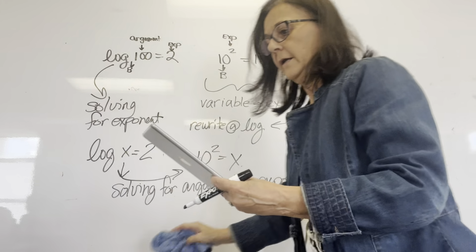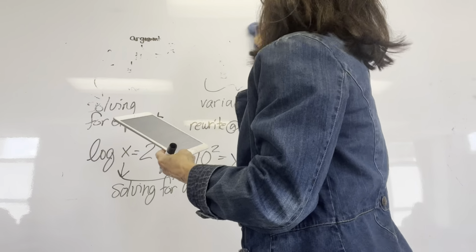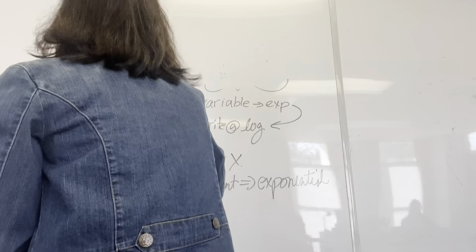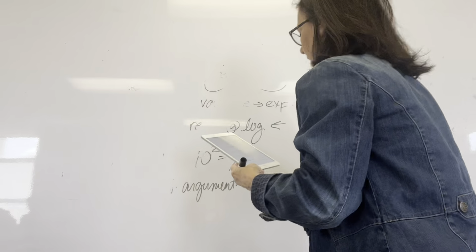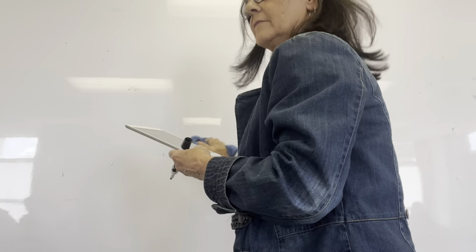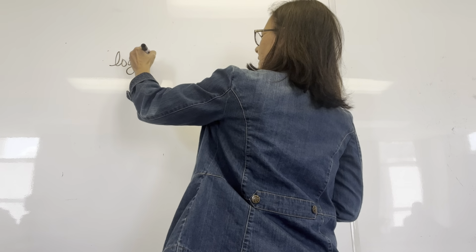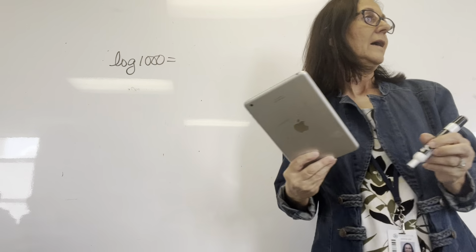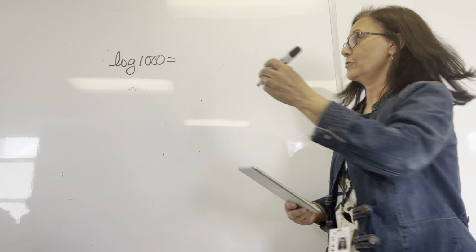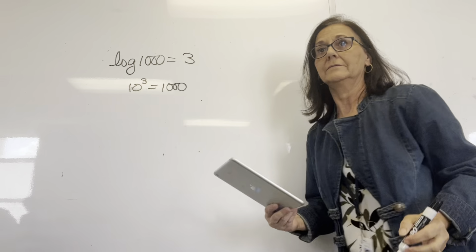All right. Now, look at example 1. Without using our calculators, we're going to solve these. All right, so the log of 1,000. What is the log of 1,000? What does that look like? It's our base 10 to the x equals 1,000. The answer is what? 3. Because it's 10 cubed equals 1,000.